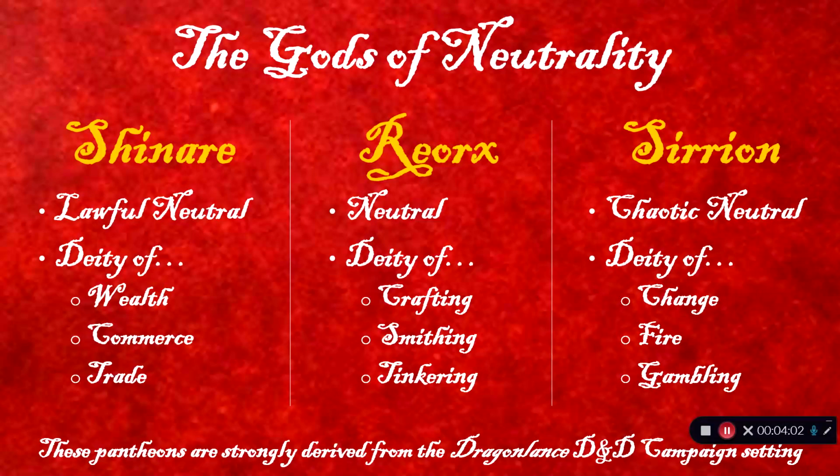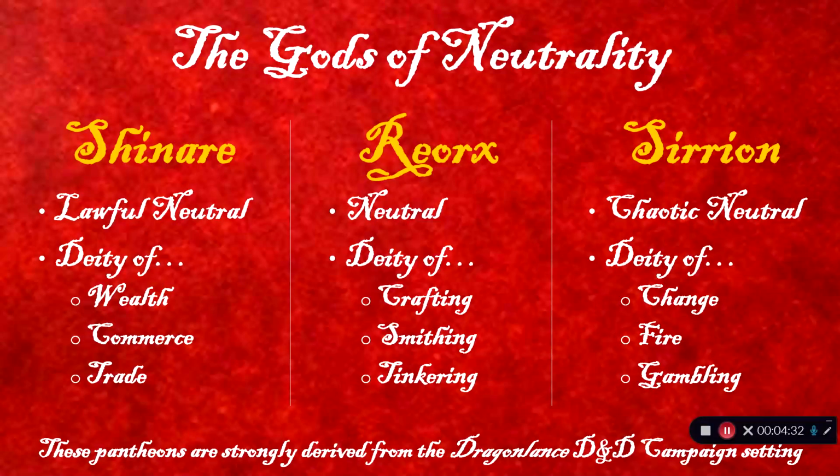True neutral, right down the middle, is Reorx. They are the deity of crafting, smithing, and tinkering. The actual process of creation in and of itself isn't good or evil, but how those objects are used afterward might be. Last but not least in neutrality is Sirrion, chaotic neutral. This is a deity of change, fire, and gambling. A randomness aspect to it.